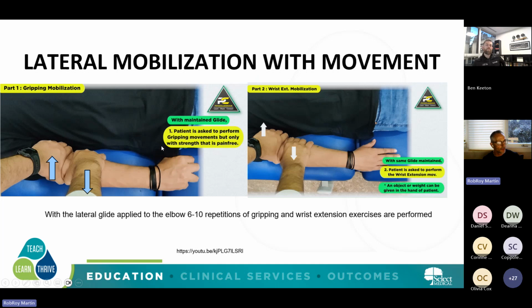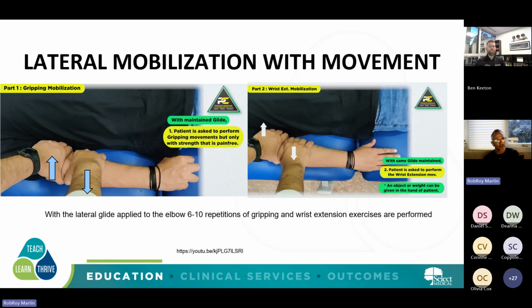Really, to me, those two are pretty similar. And one thing, if we think about the anatomy of the common extensor tendon, it does have fibers that go over the radial head. So it's not unusual for patients to have tenderness over that radial head. And some mobilizations can be helpful to that, particularly if we do some valgus or some varus gapping.